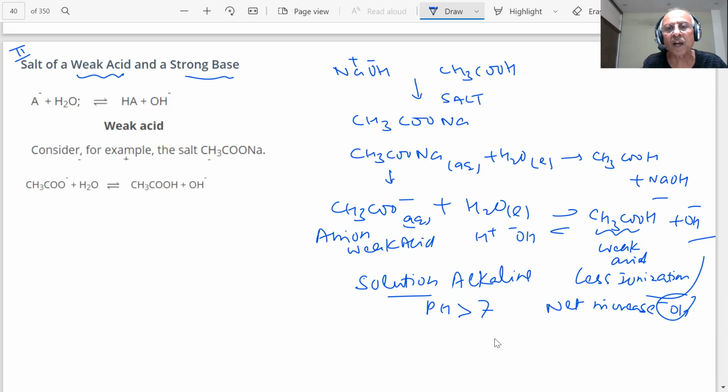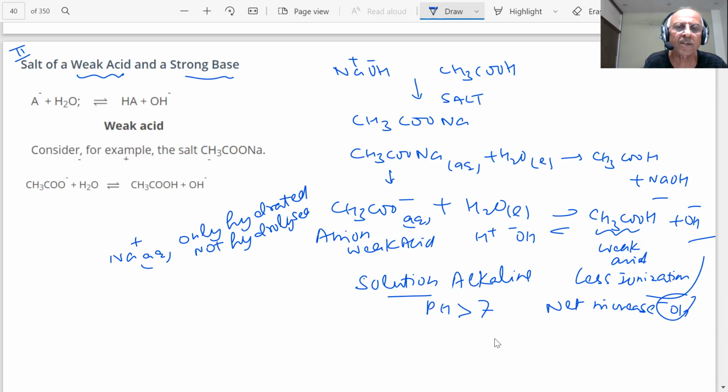So here the anion of the weak acid is being hydrolyzed. And supposing you ask, what happens to the sodium ion? I am saying the sodium ion is only hydrated and not hydrolyzed. What is the justification? Suppose it reacts with water, what will happen? You will get NaOH plus H plus.